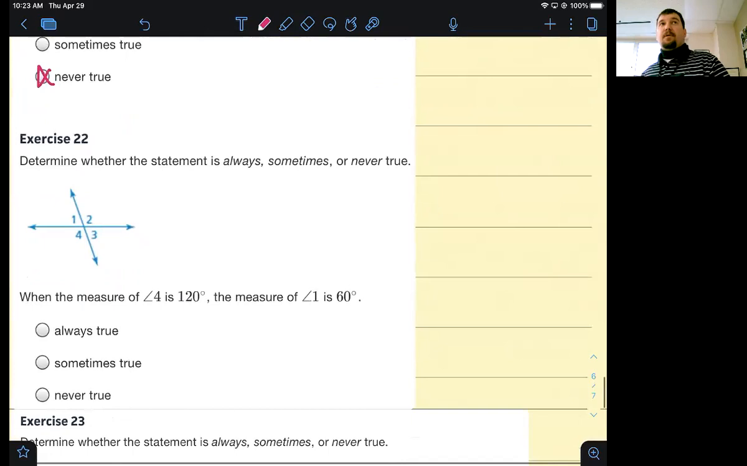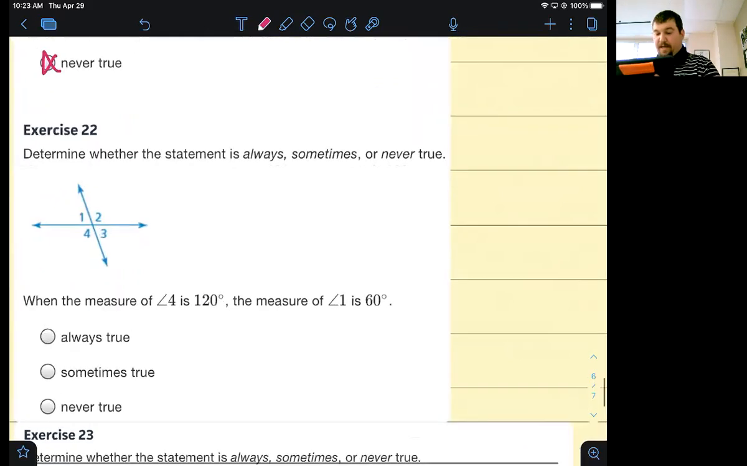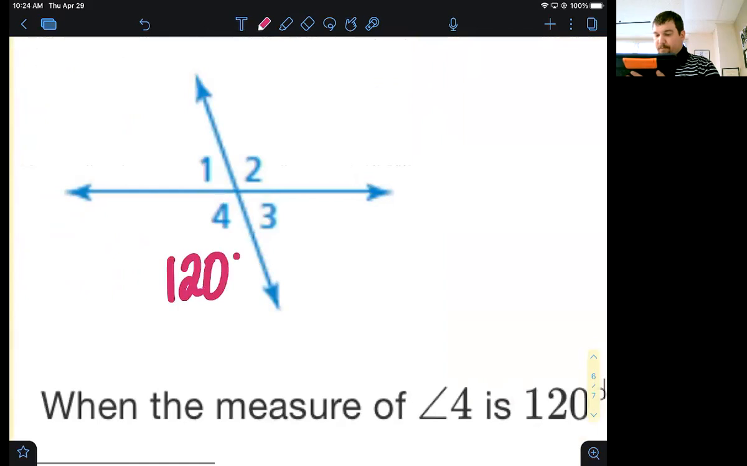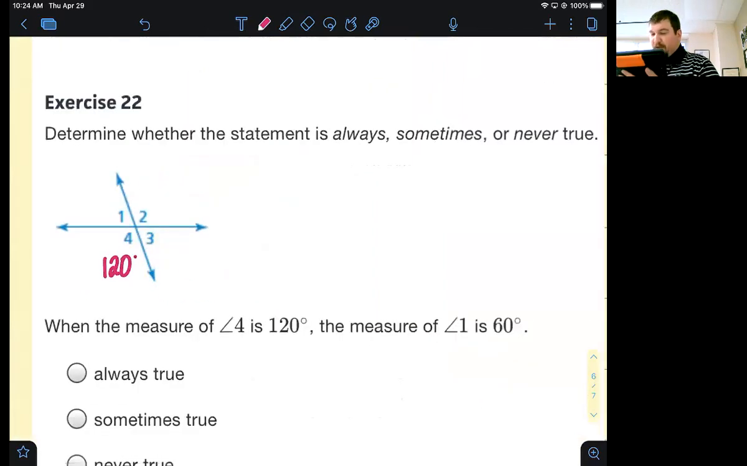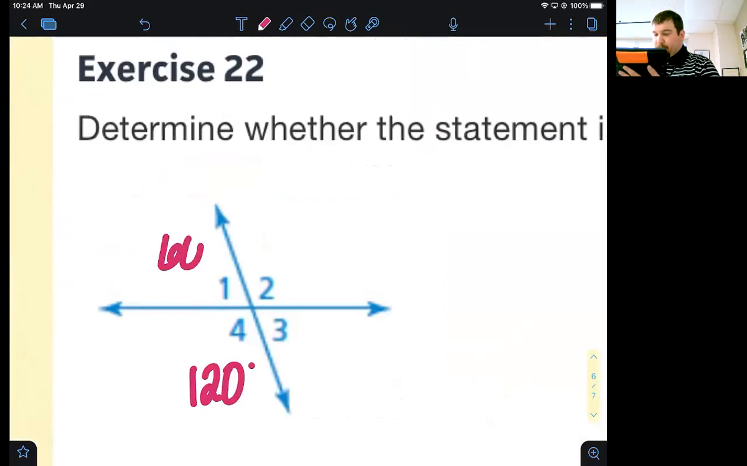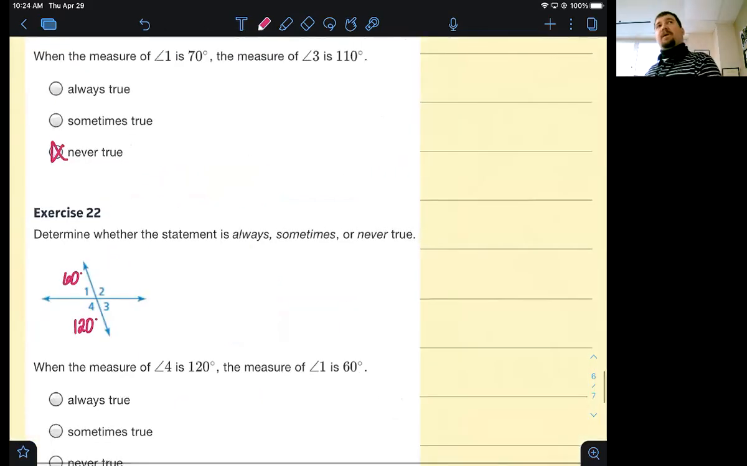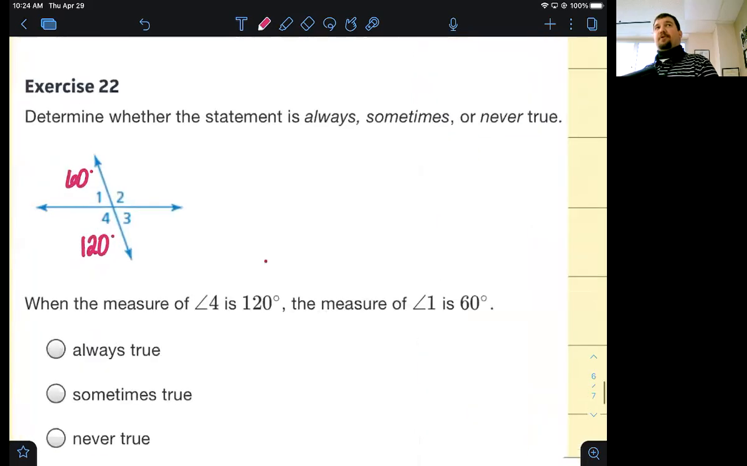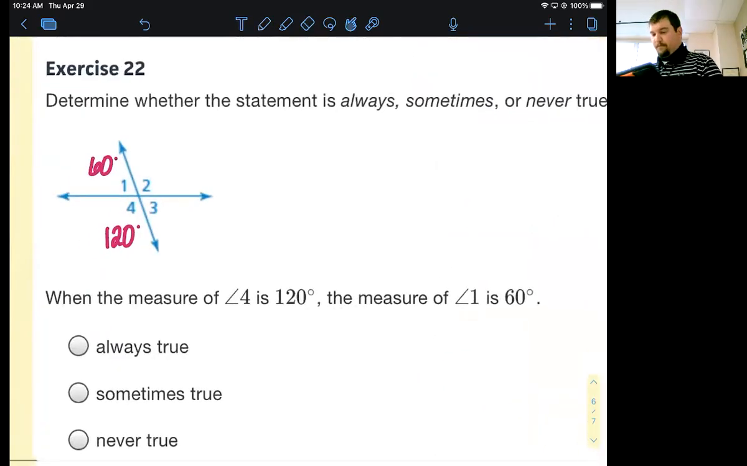Number 22, when the measure of angle 4 is 120 degrees, the measure of angle 1 is 60 degrees. Eliana, what do you think? Is that always true, sometimes true, never true? Why is it always true? Would it help if I told you that you were right? It is always true. But do you know why you're right?